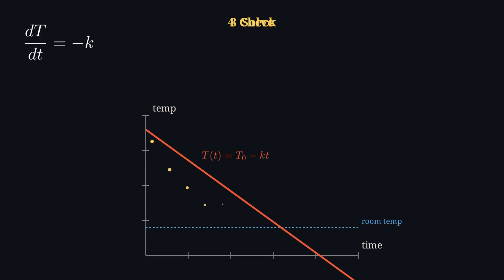And here's where it falls apart. A straight line doesn't stop. Follow it long enough and your coffee drops below room temperature, then below freezing, then colder than the room it's sitting in. That's absurd. The real data curves and flattens out.